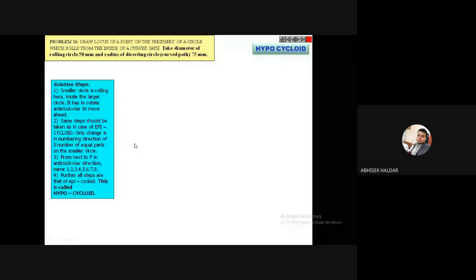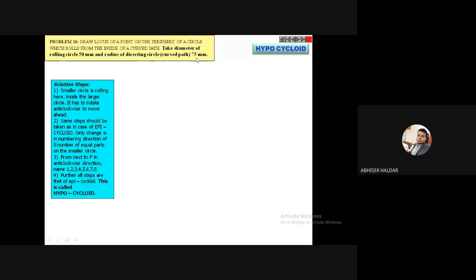I will draw. So first, if you see the dimensions, the diameter of the rolling circle is given as 50 millimeter, and the radius of the directing circle or the curved path is given. So capital R is how much according to this problem? Capital R means the radius of the directing circle, 75 millimeter. And smaller r is the radius of the rolling circle, 25 millimeter, as the diameter is 50 millimeter.